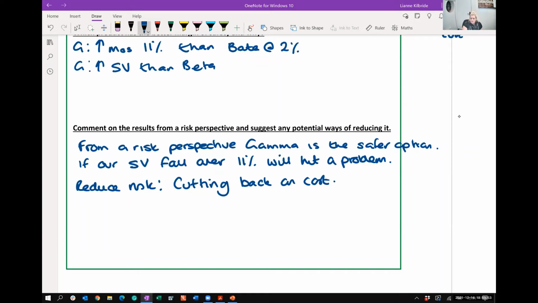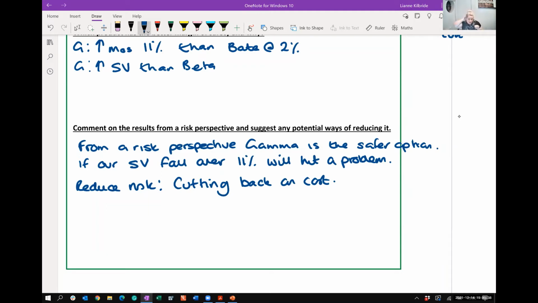Yes, we can increase the selling price, but we need to think: is that going to have an impact on the sales volume? You've got to think what is better for the business. If increasing the selling price is not going to attract the customer, then we might see a fall in our sales volume. And if you are Beta with only that 2% leeway, it's very, very risky to increase the sales price.